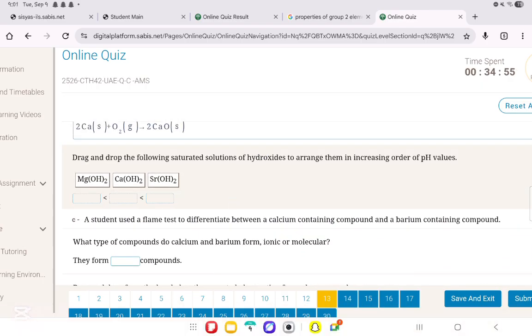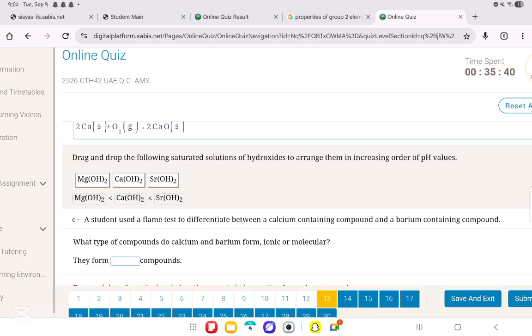Drag and drop the following saturated solutions of hydroxide to arrange them in increasing order of pH value. So this is their order: Sr(OH)2, Ca(OH)2, and Mg(OH)2. Why is this? Because as you go down group 2, the reactivity of hydroxides increases, right? So as the reactivity increases, they're going to break down more. If they break down more, they will release more hydroxide, and when they release more hydroxide, their pH value is going to increase, because hydroxide will increase the value of the pH.